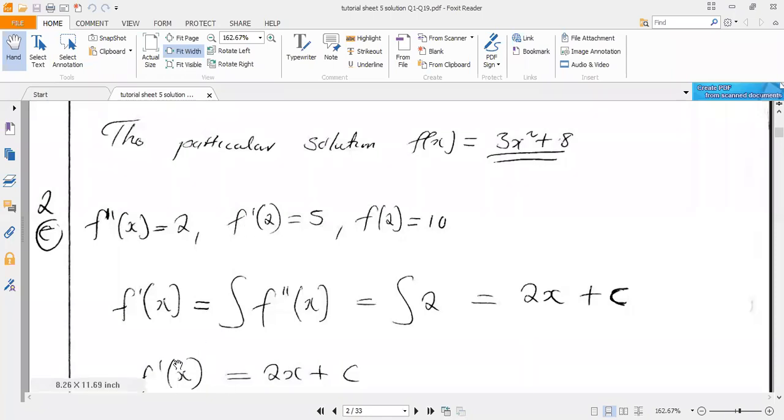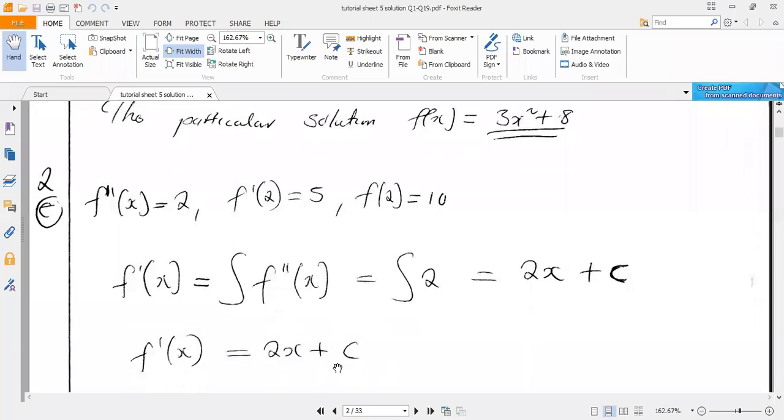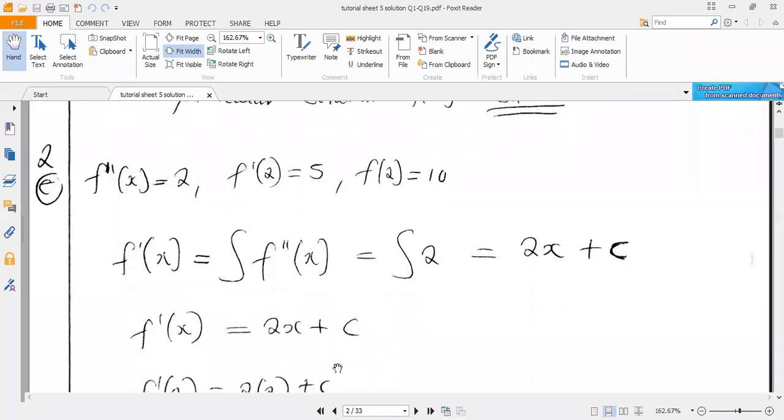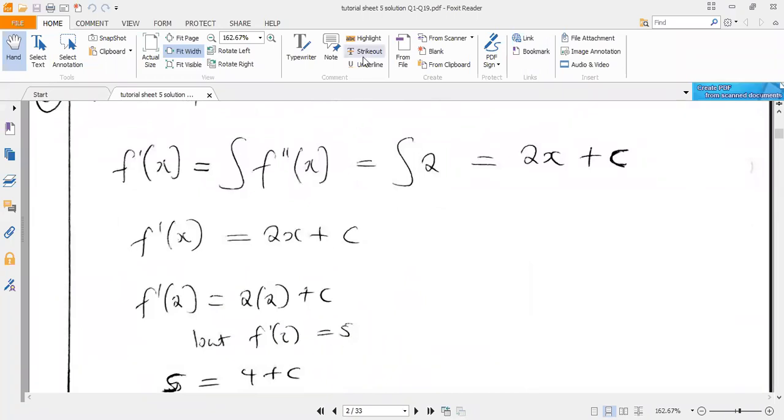So what do we do? Where there is x in this f prime of x, we'll put a 2, then we equate the equation to 5, then see what we are going to get.